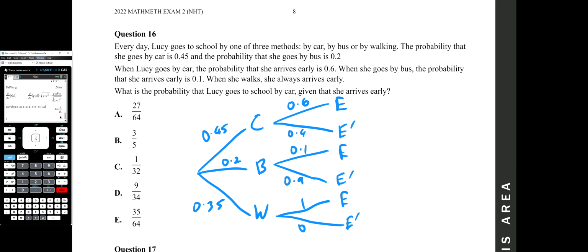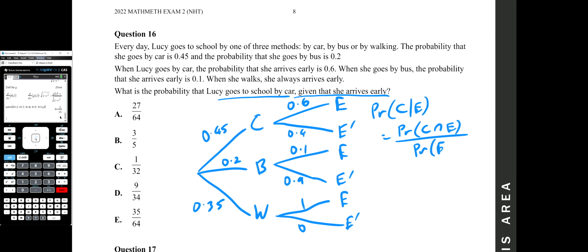So what's the question? What is the probability that Lucy goes to school by car given that she arrives early? So this question is asking for P of car given early. To work this out, let's use the formula sheet. That is the intersection of the 2 divided by the probability of the second. So probability of C intersection E, let's use a highlighter for this one. You go along this and you go along there. So that is 0.45 times 0.6 divided by the probability of E.